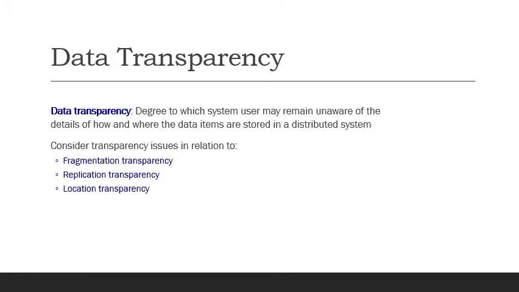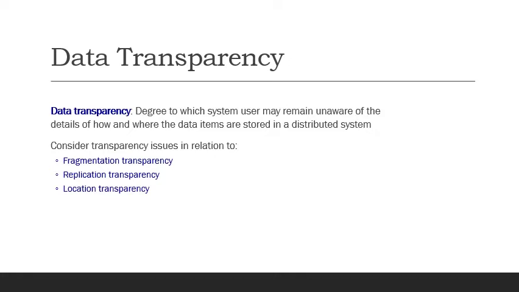Now let's see data transparency. The user of a distributed database system should not be required to know where the data are physically located, nor how the data can be accessed at that specific local site. This characteristic, called data transparency, is the degree to which a system user may remain unaware of the details of how and where the data items are stored in a distributed system. It can take several forms.